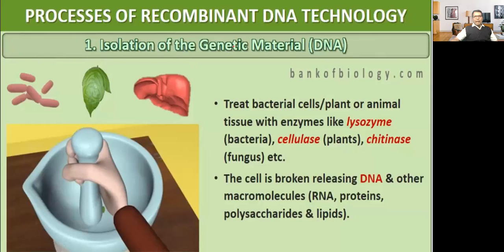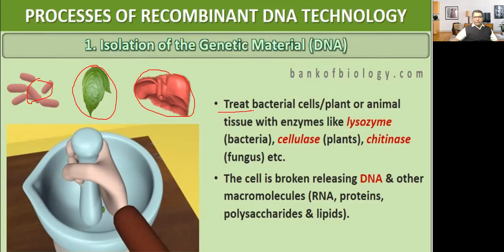Now, first, isolation of genetic material, that is the DNA molecule. Suppose this is a bacteria. You can isolate DNA from bacteria. You can isolate DNA from a plant. You can isolate the DNA from the liver of an animal. So from here, we have to isolate genetic material.